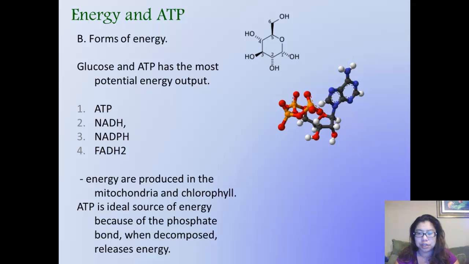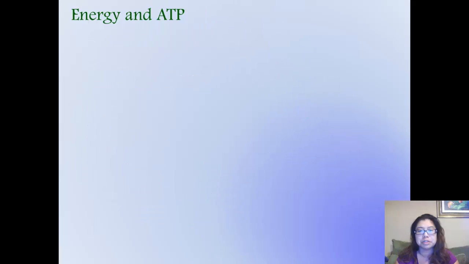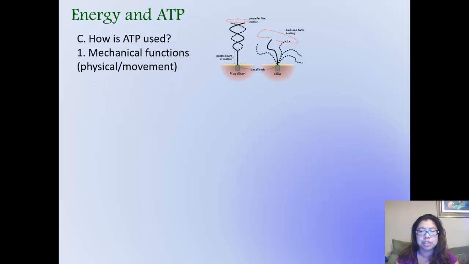So if you look over here in this adenosine triphosphate, the bond in between the two phosphates, when it's broken, releases energy, which in the cell you can see producing ATPs in the lecture for cellular respiration later on. So how is ATP used? In general, they are used for mechanical functions, for physical movement, for cells in organisms that have a flagellum or cilia.